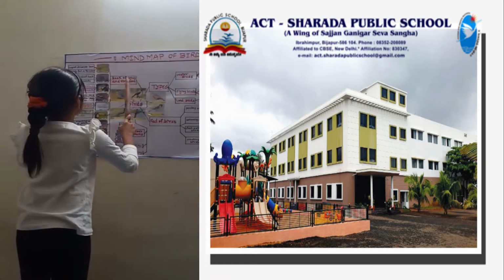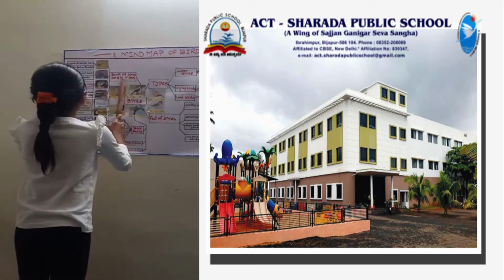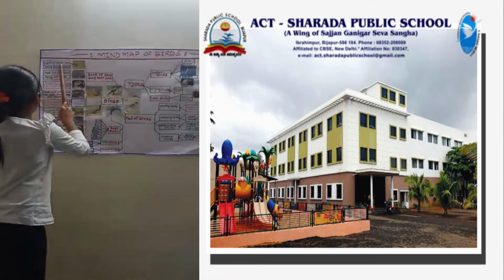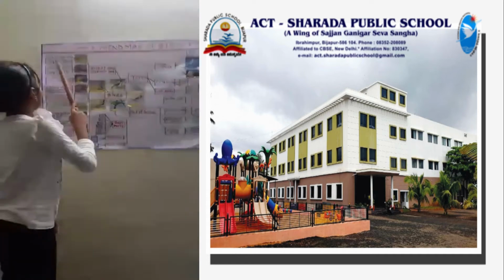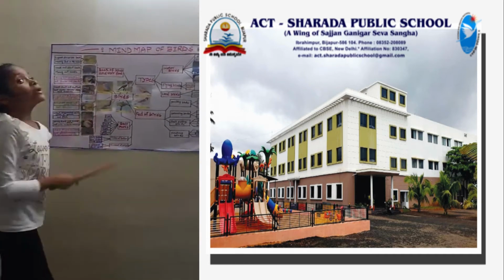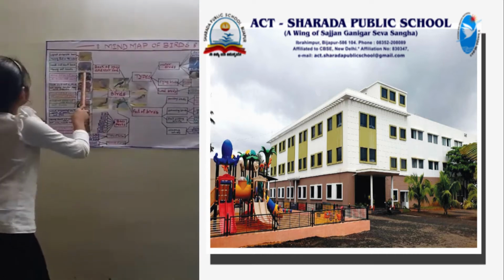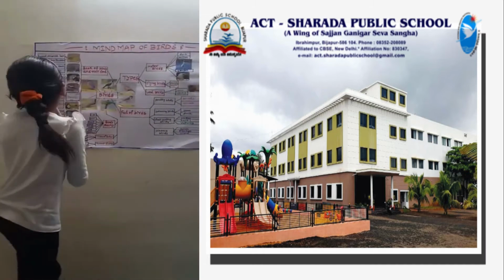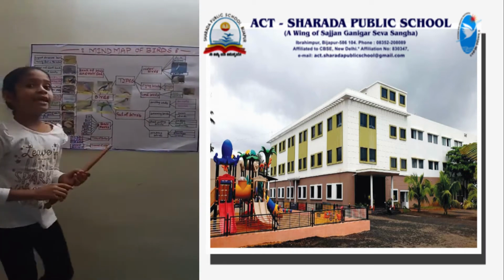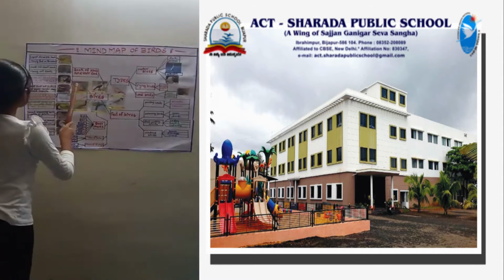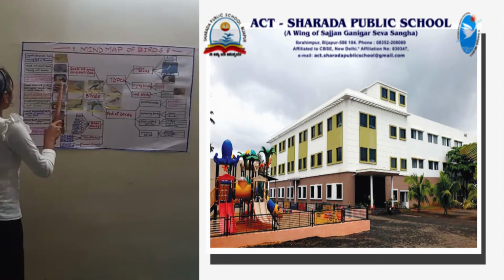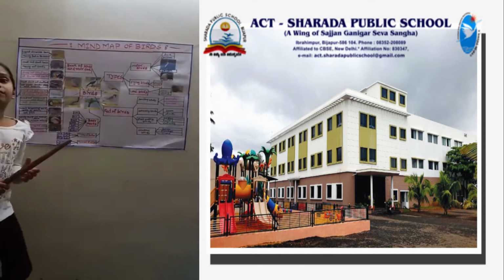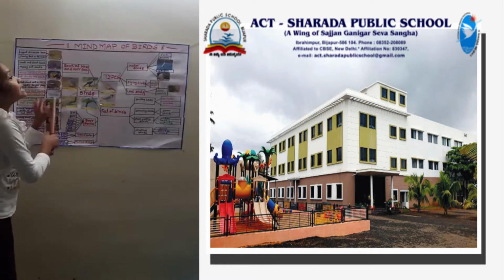Beak of birds and their food. Beak of hummingbird: long and straw-like beak. They mainly feed on the nectar. Beak of pigeon: small and short beak. They mainly eat seeds. Beak of parrot: strong and curved beak. They eat fruits and seeds.